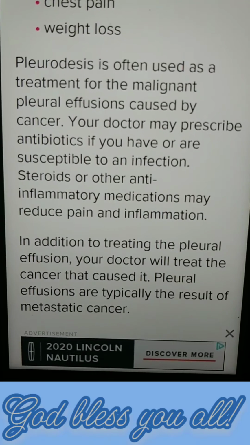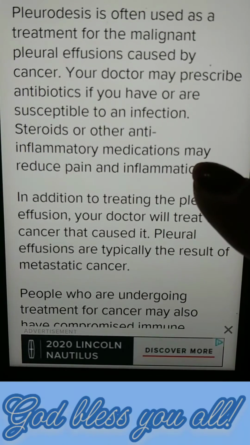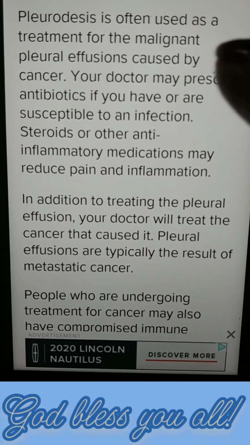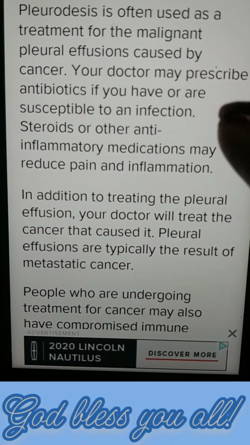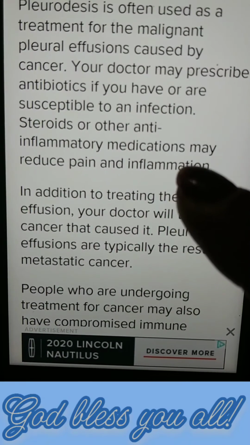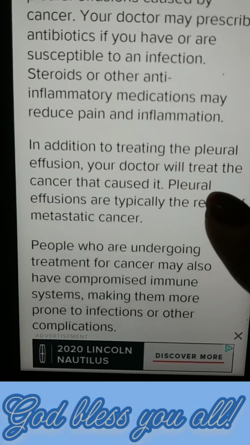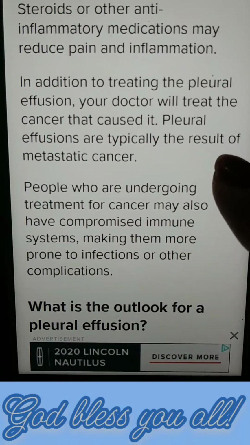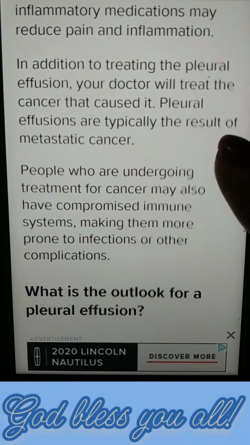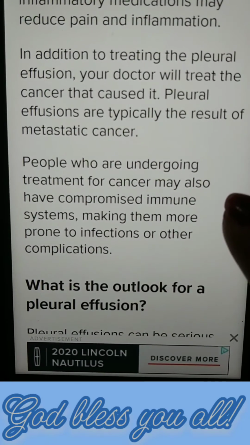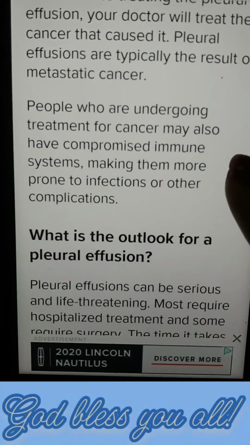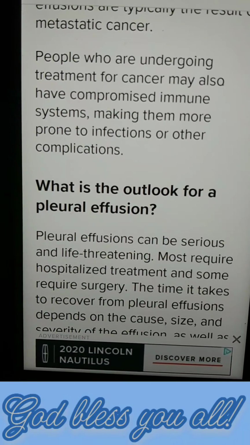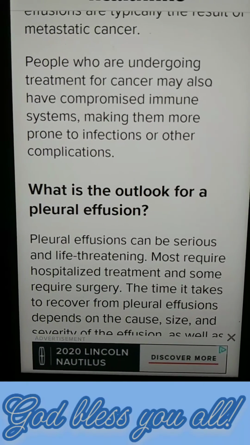Pleurodesis is often used as a treatment for the malignant pleural effusions caused by cancer. Your doctor may prescribe antibiotics if you have or are susceptible to an infection. Steroids or other anti-inflammatory medications may reduce pain and inflammation. In addition to treating the pleural effusion, your doctor will treat the cancer that caused it. Pleural effusions are typically the result of metastatic cancer. People who are undergoing treatment for cancer may also have a compromised immune system, making them more prone to infections or other complications.